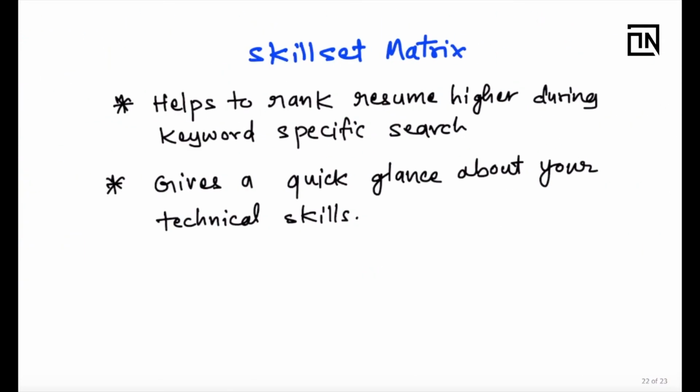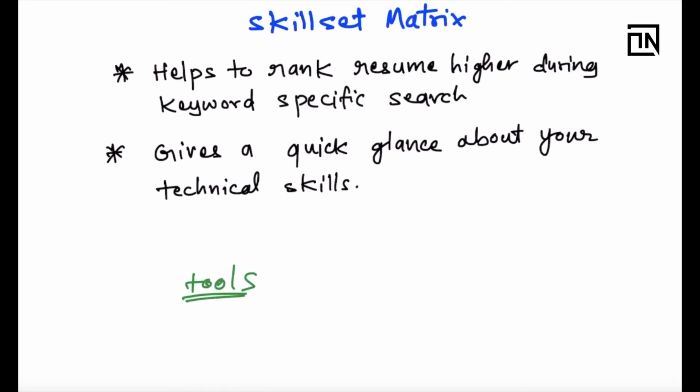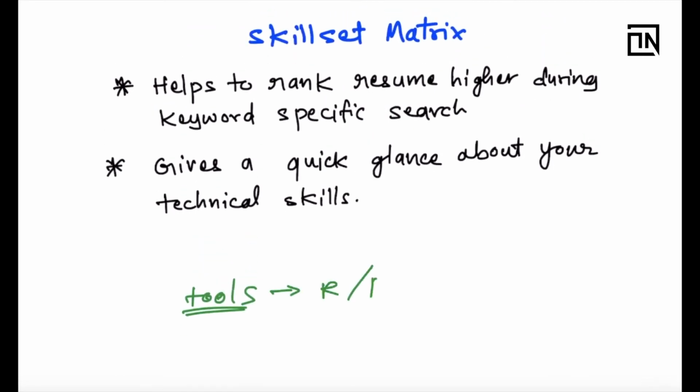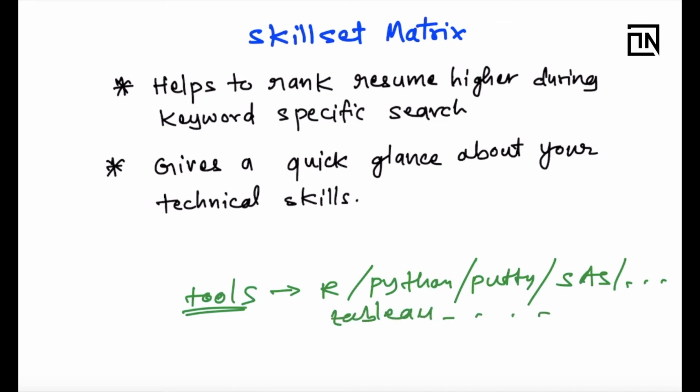Then comes the skill set matrix. There are two types of skill set matrix. One is the tools which you have used. In the tools, you can specify like you have used R or Python, or let's say you have used Putty or SAS platform, whatever. Whatever tools you have, like Tableau, etc. Whatever tools you have used, you can specify those tools and how much experience you have in them, the number of years of experience you have in these tools, and what is the latest time you have used it. So all of that must be updated. And then techniques.